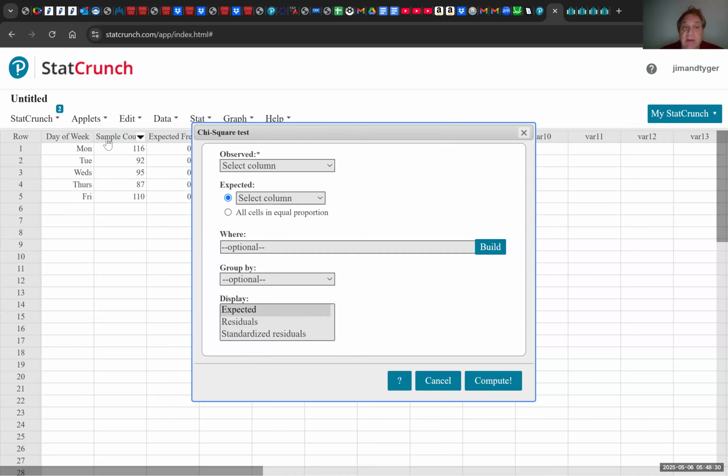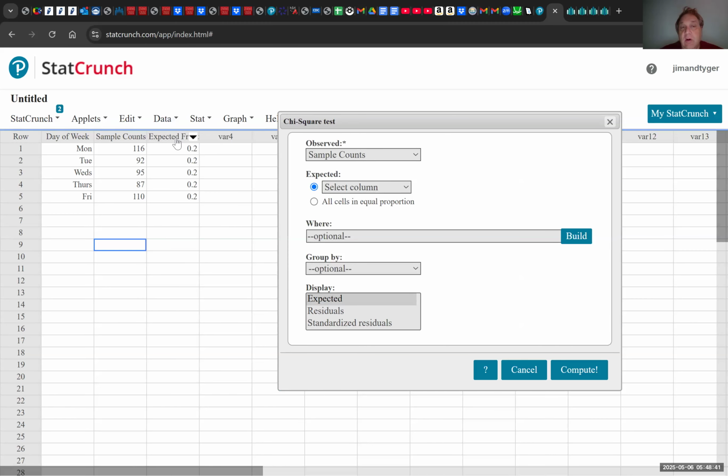The observed, well, that's the sample counts right here. That's what we observed. And the expected, here is the expected frequency. The frequency that we're claiming here is 20%, 20%, 20%, and I would put that in the expected frequency thing here. Because these are all the same, 20%, we can actually select this one and say that they're all equal. So we can do either one in this situation because they are all equal, or we can just select the column and say that the expected frequency is where we have these claims here.